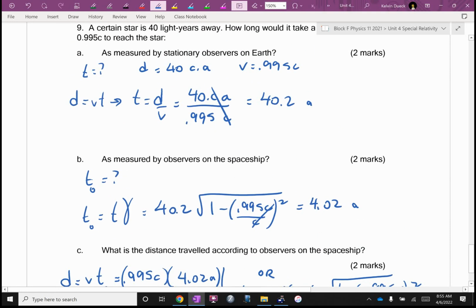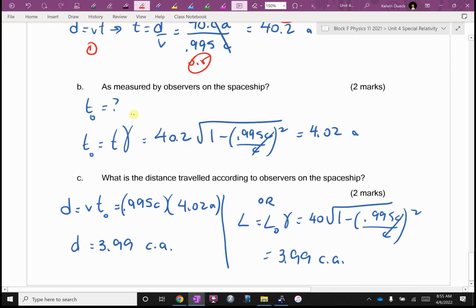Oh, for this one, for part marks, I would give you 1 mark for the equation, half mark for the numbers, half mark for the answer. Here I would give you 1 mark for the equation, half mark for the numbers, half mark for the answer. If you got A wrong, but you put it here and multiplied it by the square root, I would give you 2 out of 2 for part B. And then here I would give you 1 mark for that, half mark for the numbers, half mark for the answer, 1 mark for that, half mark for the numbers, half mark for the answer.